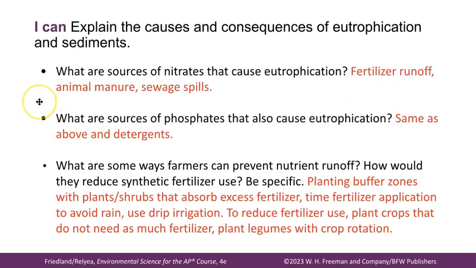All right, so what are the sources of nitrates? Fertilizer runoff, animal manure runoff, sewage spills. Those are the three. You got to know the three. Fertilizers, animal manure, animal poop, and untreated human sewage.